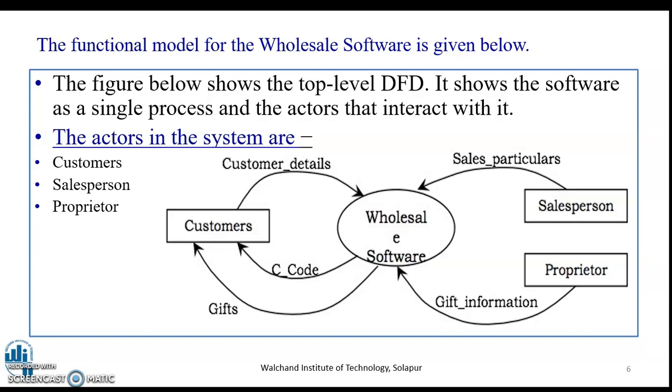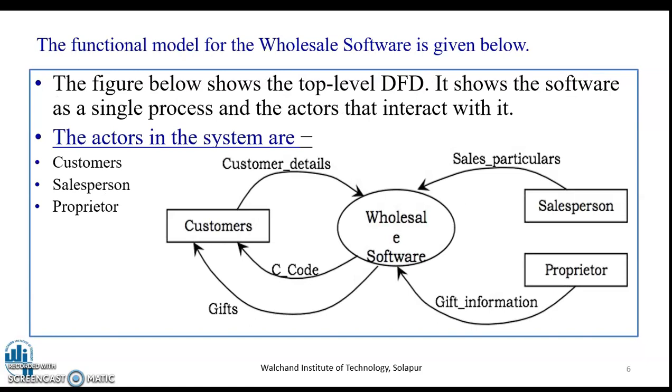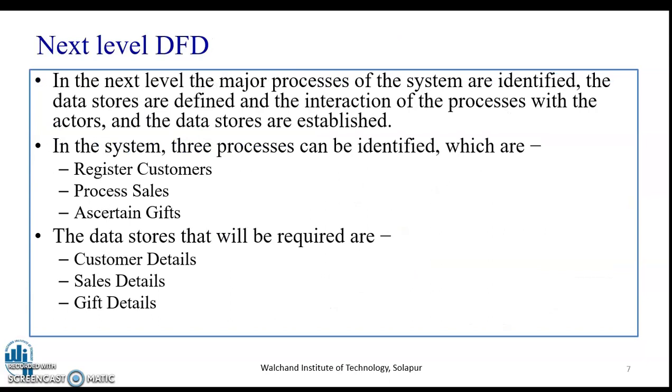Now when we go on to decomposing this process, we see that in the next level the major processes of the system are identified. The data stores are defined and the interaction of these processes with the actors and the data stores are established. Now if you see, this was the entire top level DFD and the wholesale software was considered as one process. But when we go to the next level, we need to further break down or decompose them into different sub-processes. So now the sub-processes which are identified are register customer, process sales, and allocate gifts.